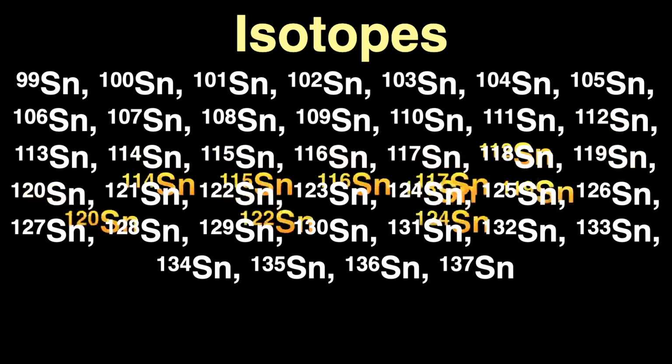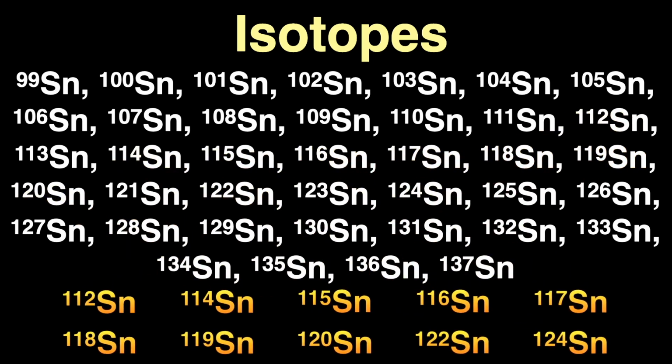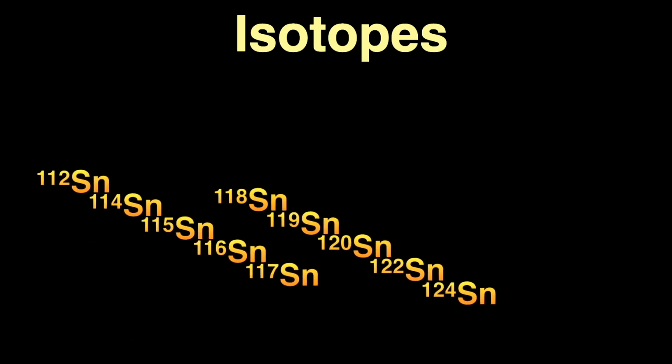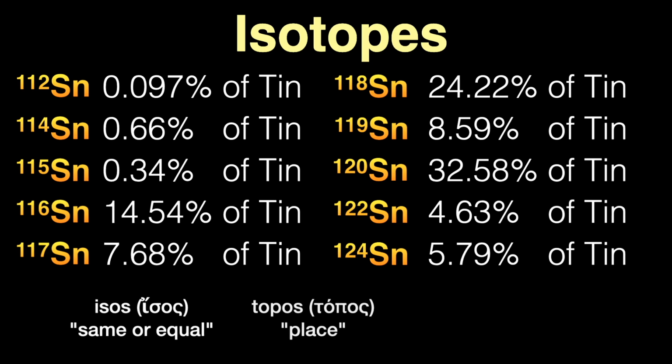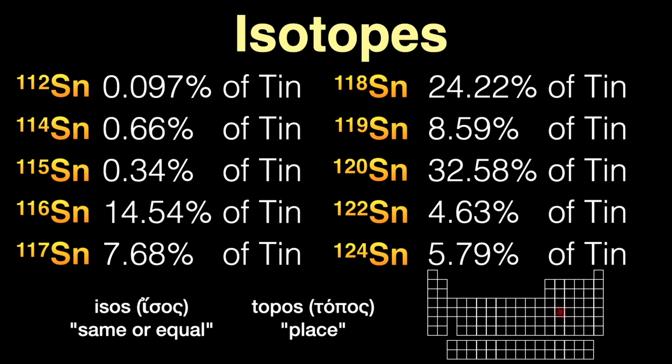There are 39 isotopes of tin, and of these there are 10 stable, non-radioactive isotopes. More stable isotopes than any other element. These 10 stable isotopes are found in different proportions in nature, from 0.1% to almost 33%. By the way, the word isotope comes from the Greek isos, meaning same or equal, and topos, meaning place, since all of these various forms of tin occupy the same place in the periodic table.